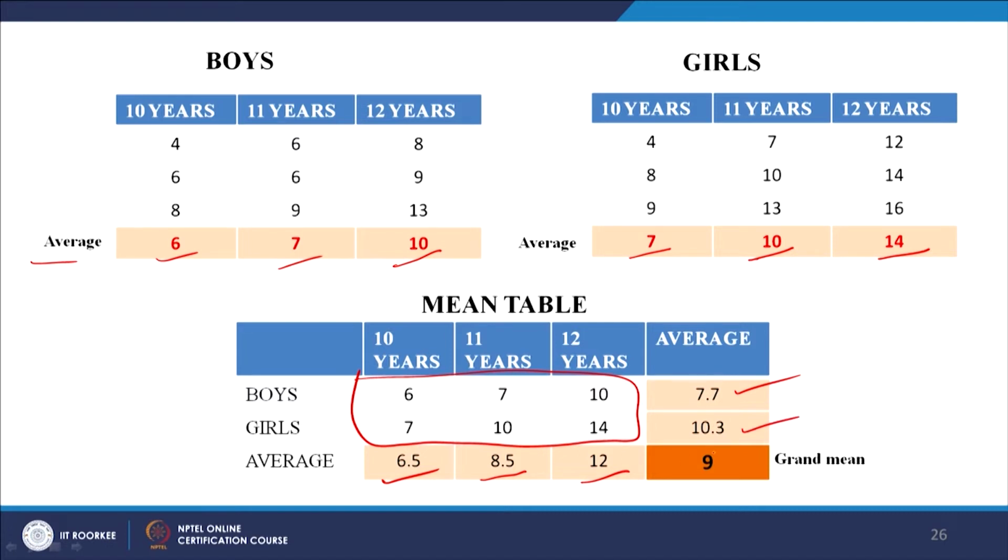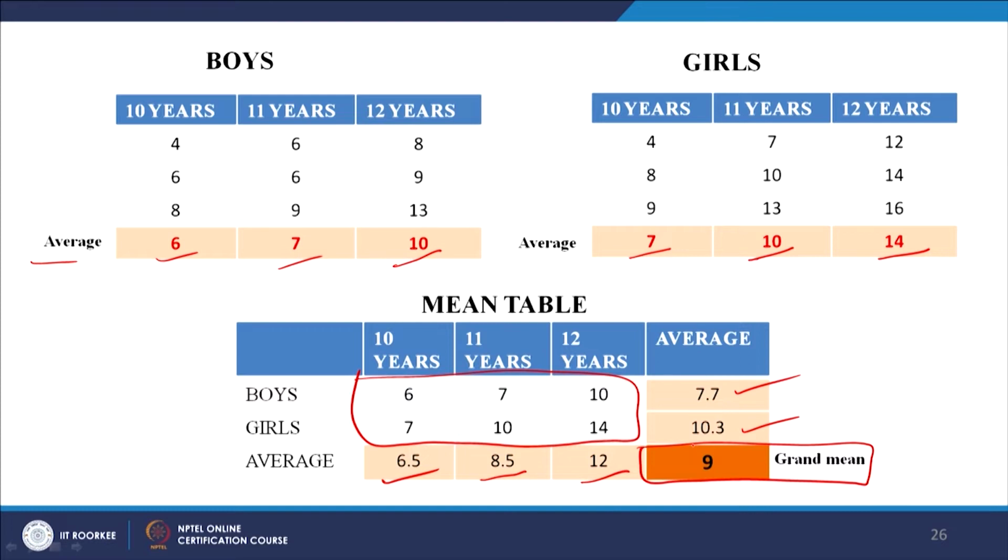Now, finally after this you find the grand mean. So, these are the individual means, the column means and the row means, and now the grand mean. The grand mean is how much? So, 6.5 plus 8.5 is how much? 15 plus 12, 27 divided by 3. So, 9. So, now we have got the values, right.